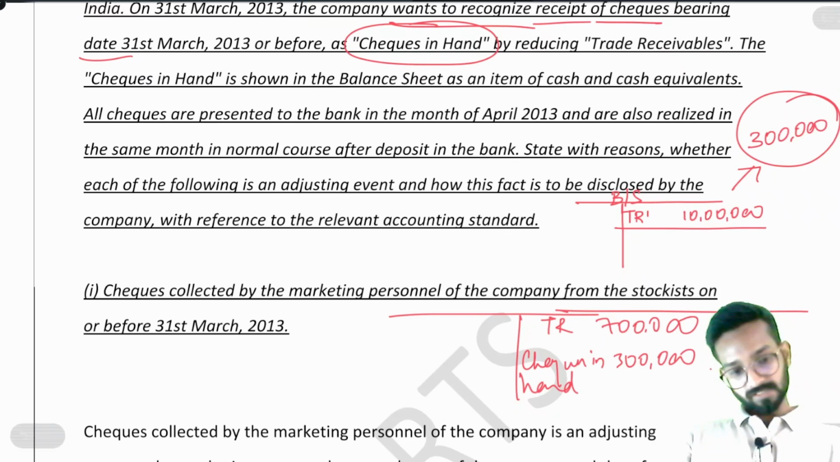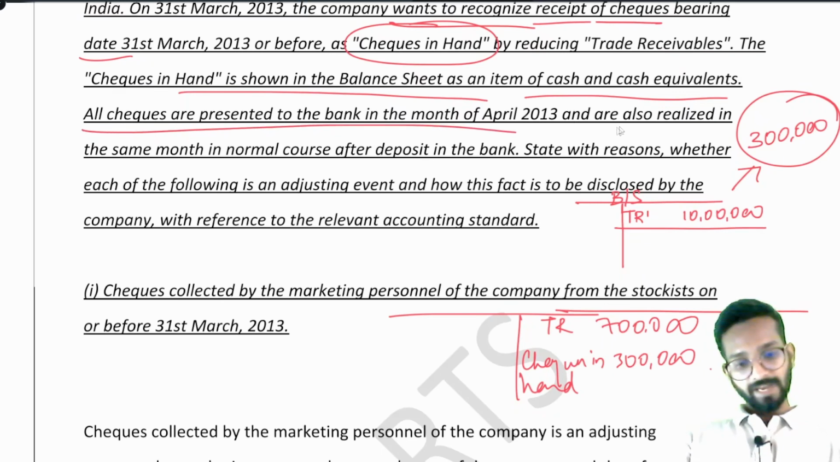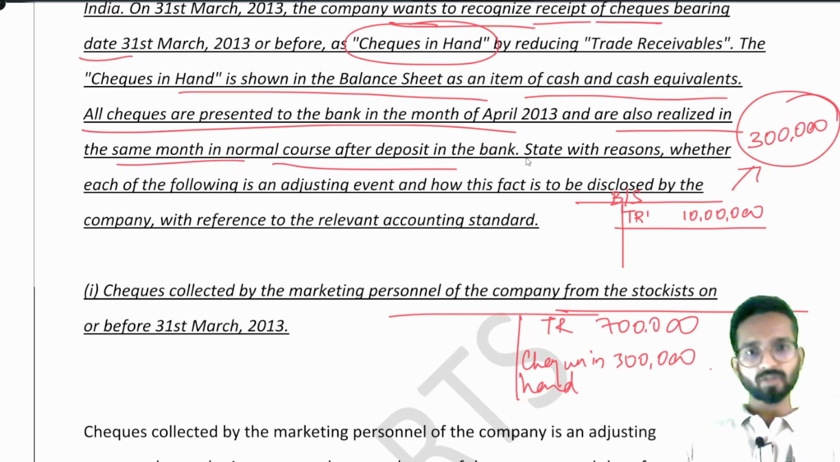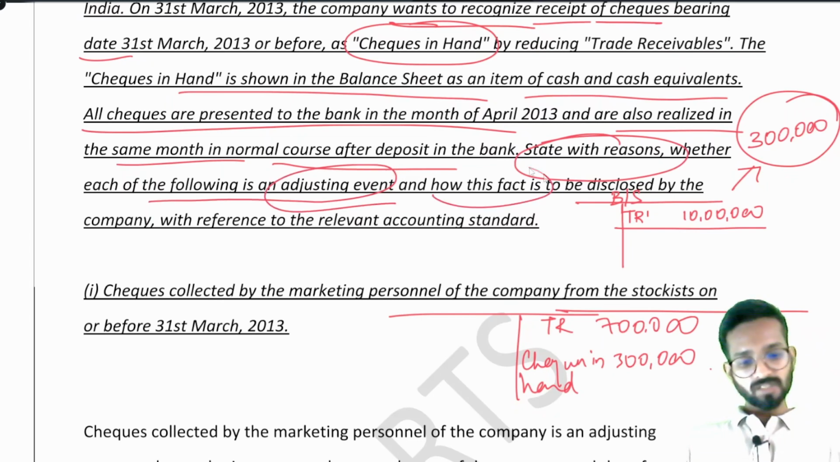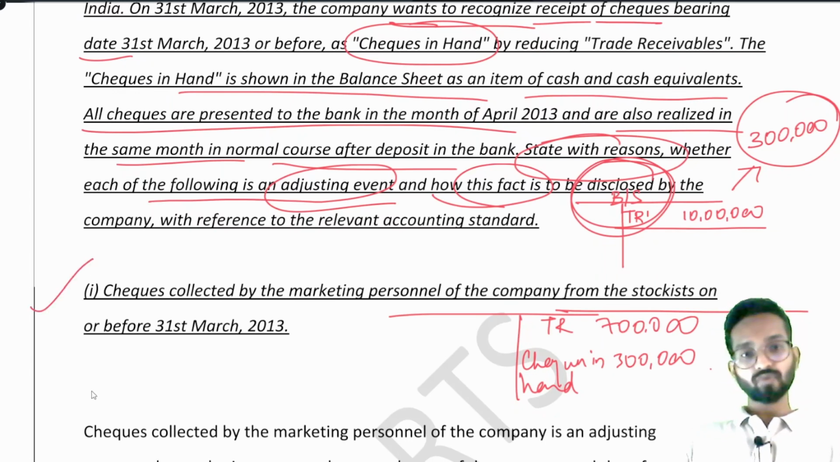So what they are saying: the cheque in hand is shown in the balance sheet as an item of cash and cash equivalents. All cheques are presented to the bank in the month of April and all are realized also in the same month in the normal course. They are saying जितने भी check मिले, we deposited the cheques in the April month और सबके पैसे आ गए. Very good. State with reasons whether each of the following is an adjusting event and how this fact is to be disclosed. Number 1, number 2 are given here. Okay. We have to check everything and tell whether these are adjusting events or not. Okay.